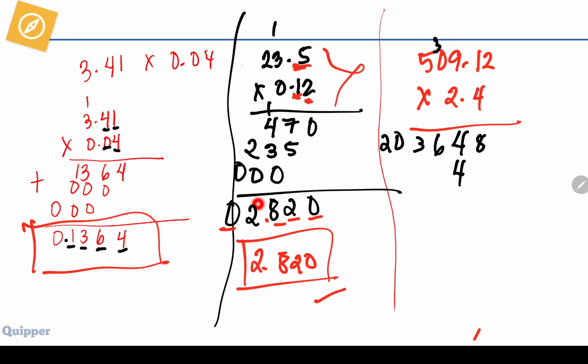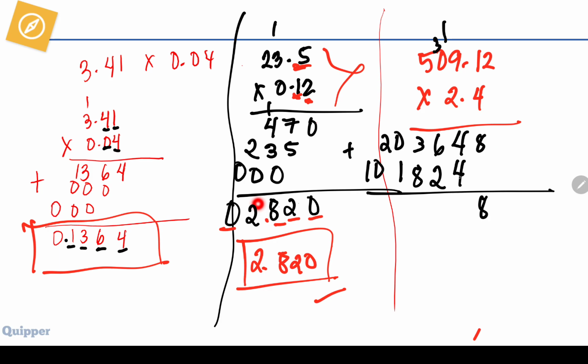2 times 2 is 4. 1 times 2 is 2. 9 times 2 is 18. And 0 times 2 is 0 plus 1 is 1. 5 times 2 is 10. Then, get the sum of this part.